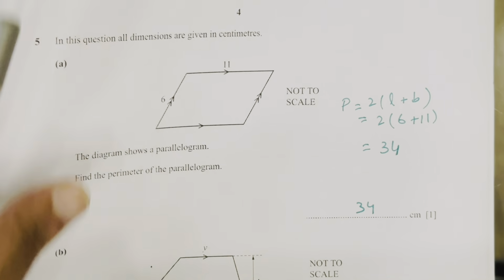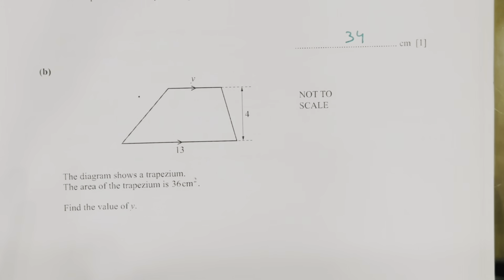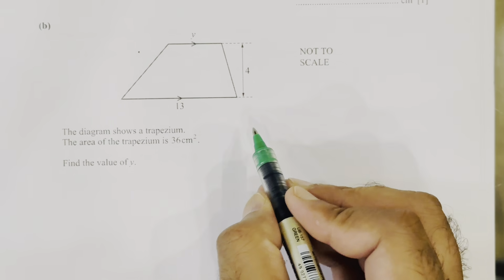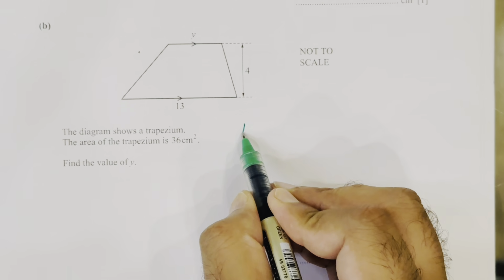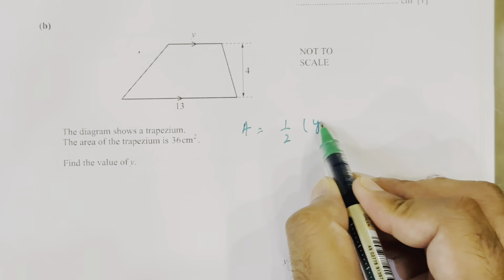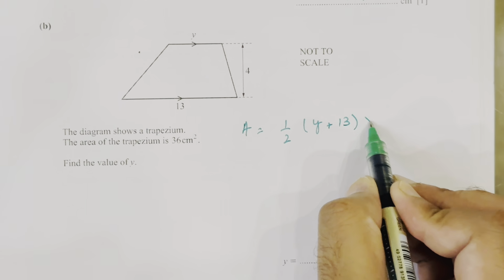Moving to its B part. The B part is that the diagram shows a trapezium. The area of the trapezium is 36 centimeter square. Find the value of y. So it would be 1/2 times the sum of parallel sides multiplied by the height.